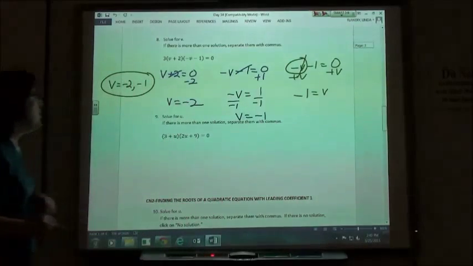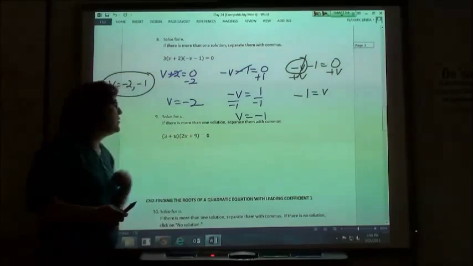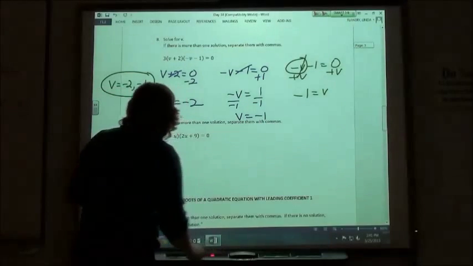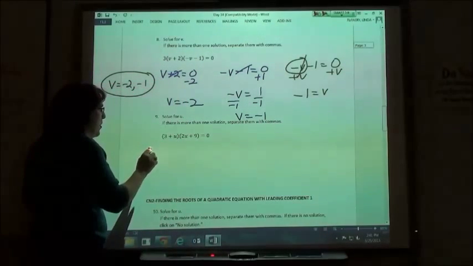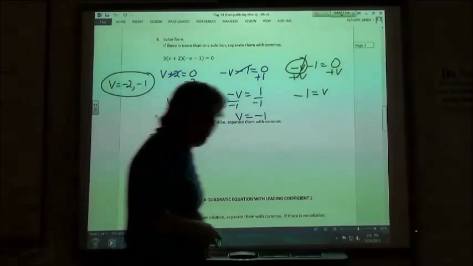Number 9, I'm going to solve that for you. So again, I've got two sets of factors here. And so I'm just going to change this problem just for fun so that you have an example. If I have, say, 2u in front of that.